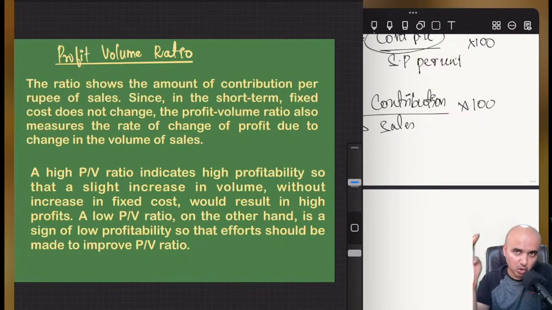So when you have a low PV ratio, what you had better do is increase your PV ratio instead of increasing the sales. If you increase the sales, you will not be able to increase profit. Whereas if you concentrate on increasing the PV ratio, ultimately it will improve your profitability as well.